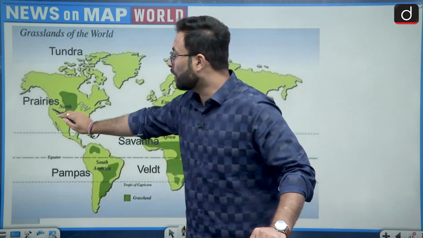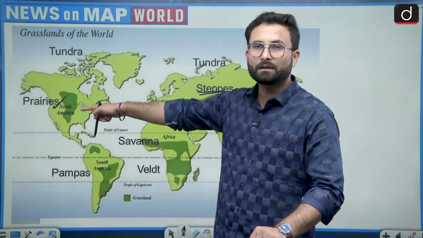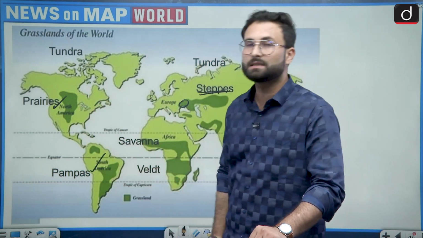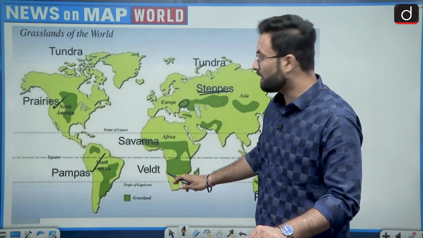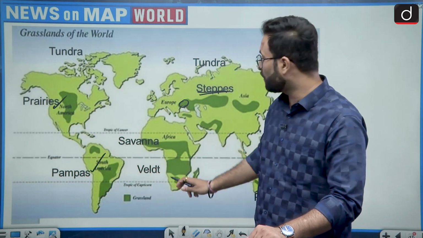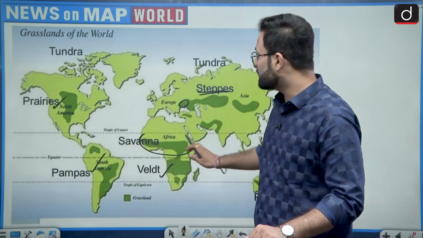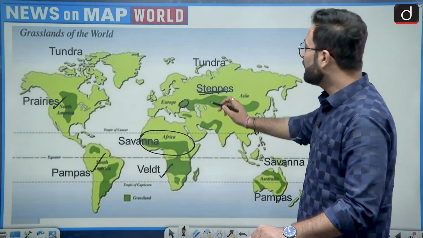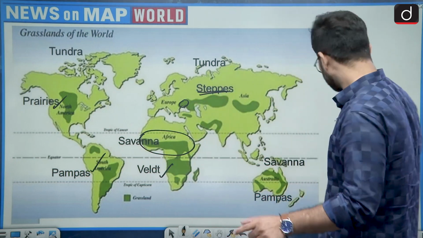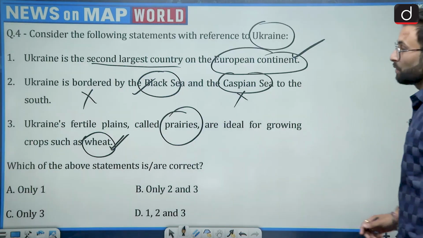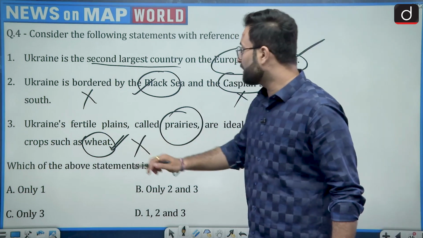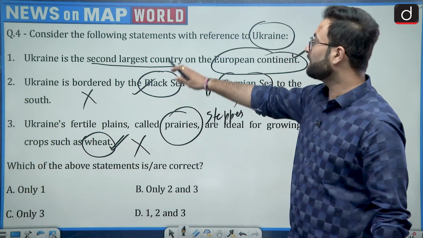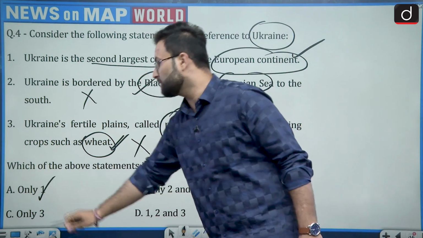These grasslands over here are called steppes and not prairies. Prairies are found in North America. In the South American continent, these are called pampas. In Southern Africa, they are called velds. In this area, they are called savannas. So this is about different kinds of grasslands. In this area, it is called steppes. Coming to the question, this statement becomes incorrect because it is called steppes. The second is incorrect. Only one is your answer. Option A is your right answer.